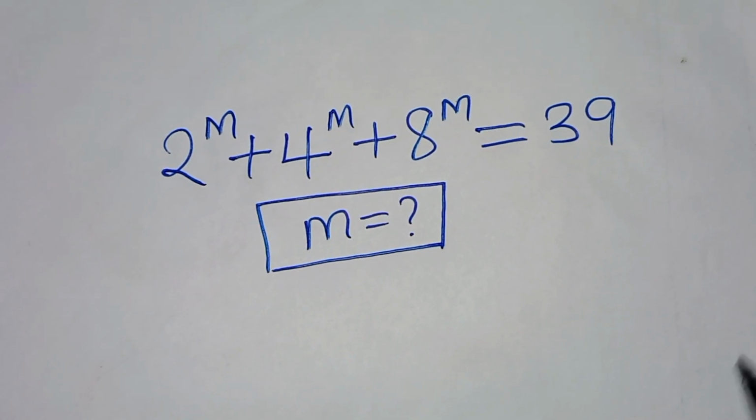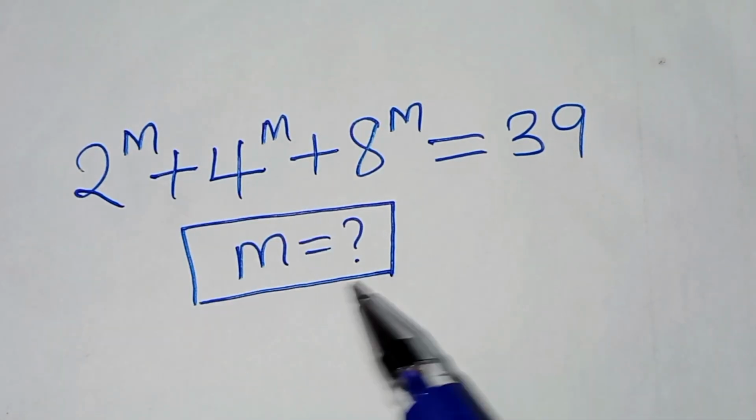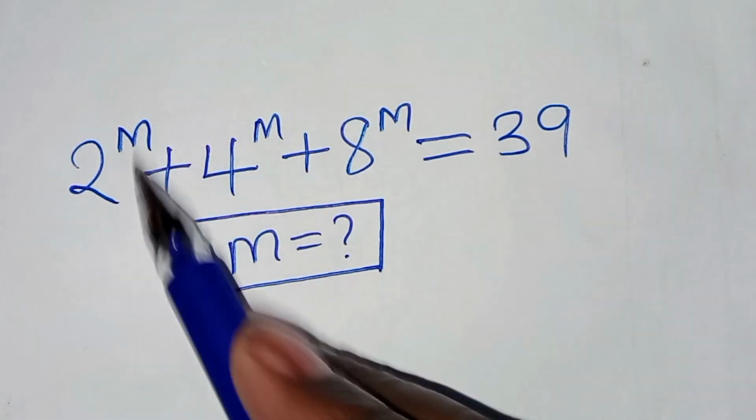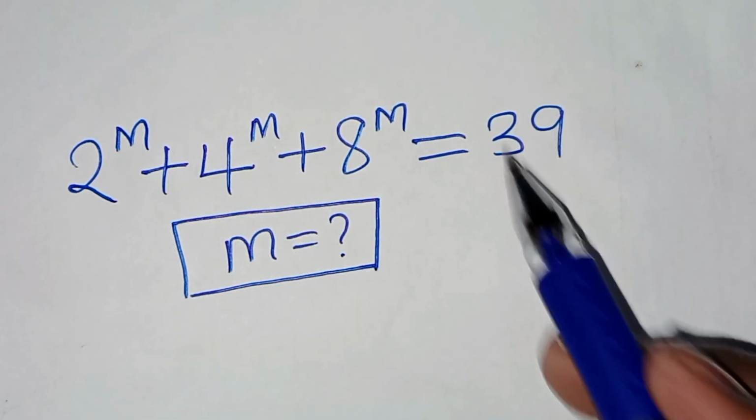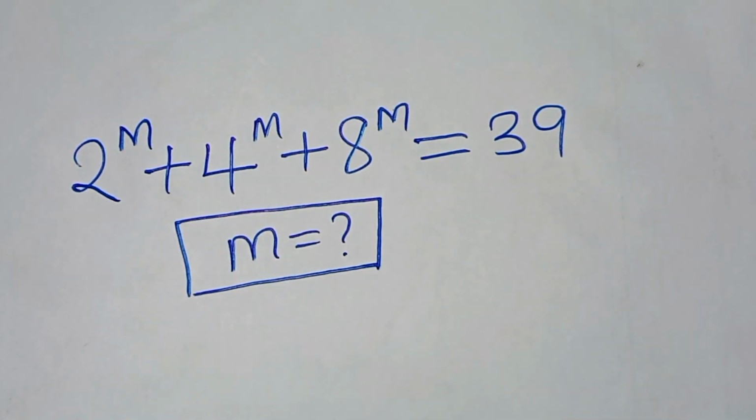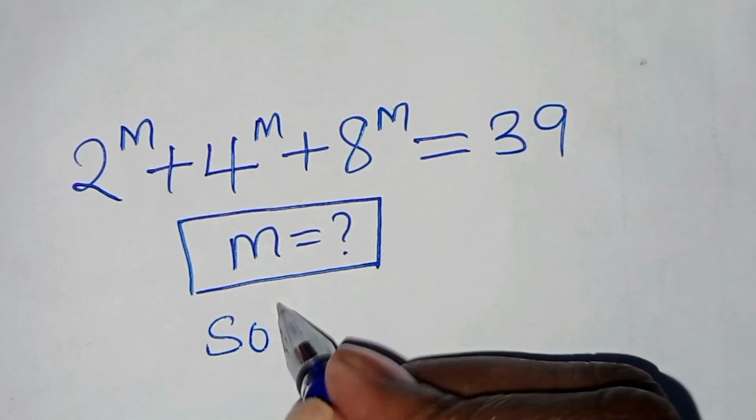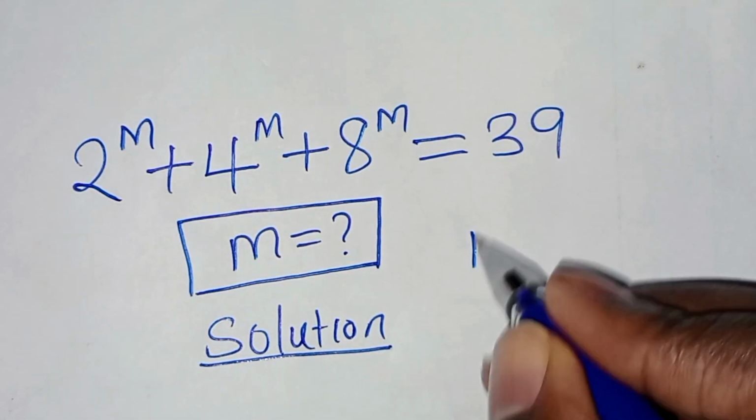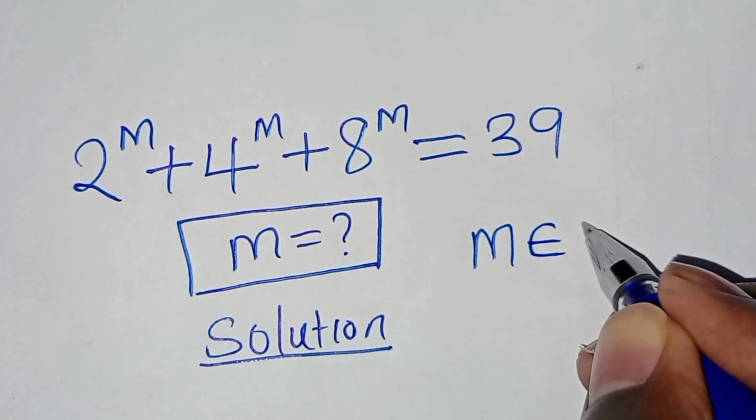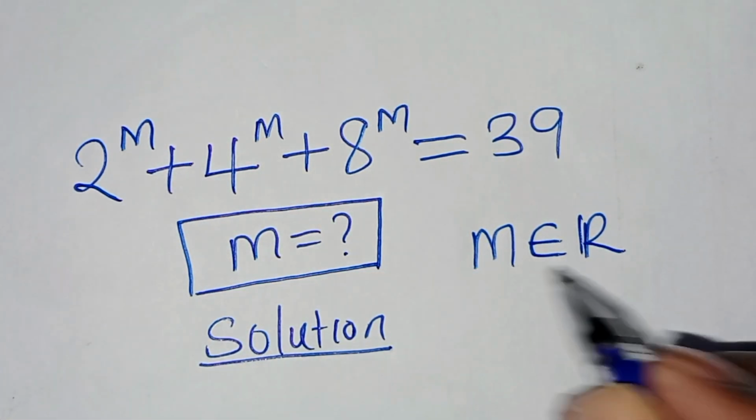You are welcome to solve this nice Math Olympiad Algebra problem: 2 to power m plus 4 to power m plus 8 to power m is equal to 39. What is the value of m? Solution from here. We have that m is a member of real numbers.